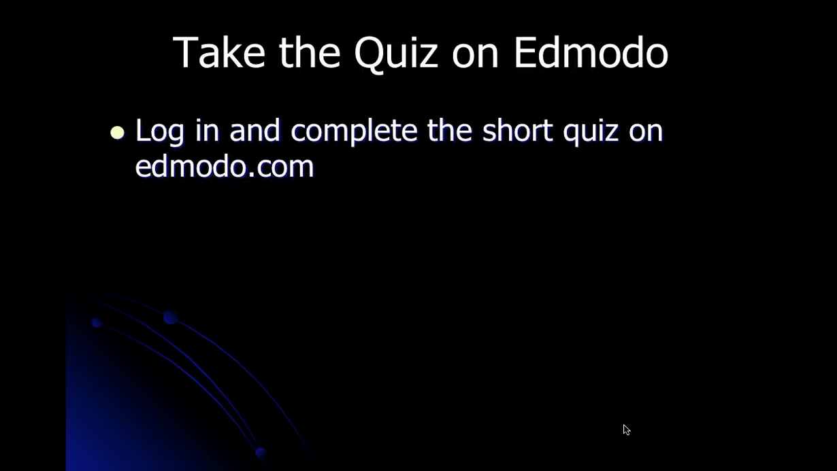So remember, to take the quiz on Edmeadow, you need to log in and complete the short quiz once you have completed the web quest. Make sure you complete your handout for the notes and glue them in your notebook.